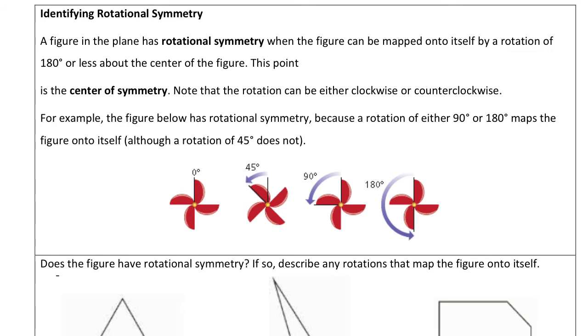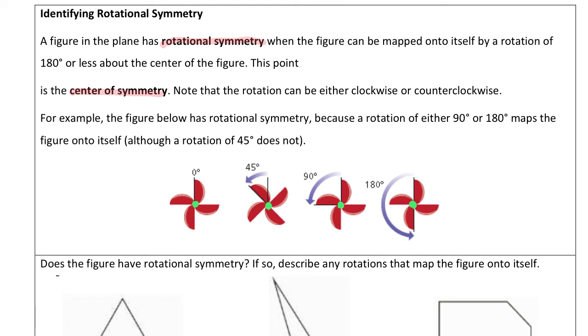rotations. But rotational symmetry. A figure has rotational symmetry if we can rotate it kind of onto itself. So, if I can rotate by 180 degrees or less, it has rotational symmetry. The point is the center of symmetry. So I think I must have messed something up here. But the point in the middle, if you look at this pinwheel type thing, this point in the middle is the center of rotation. Okay? So the rotation can be clockwise or counterclockwise.